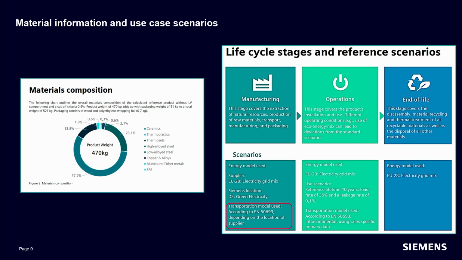Then, coming to the transportation of the raw materials to the factory, its relevant impact is calculated according to the EN 50693 standard.